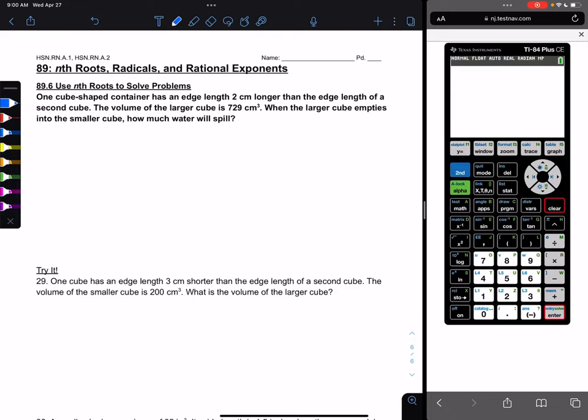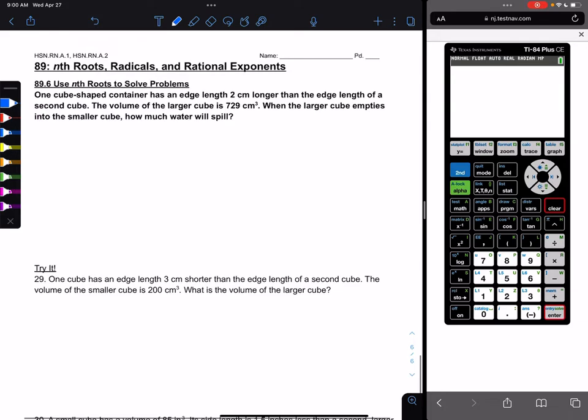Okay, so we're looking at cubes. The volume for a cube, so the volume is equal to the side cubed. It's basically length times width times height, right? But in a cube, all the sides are the same, length, width, and height are all the same. So volume is equal to the side length cubed.